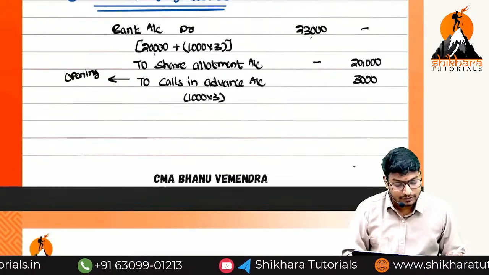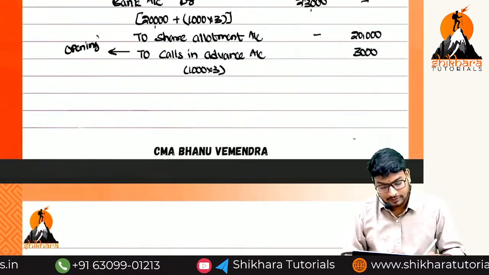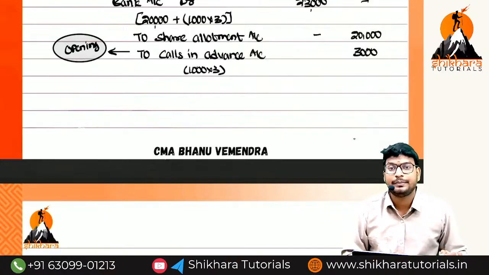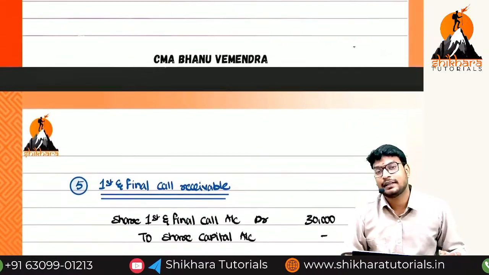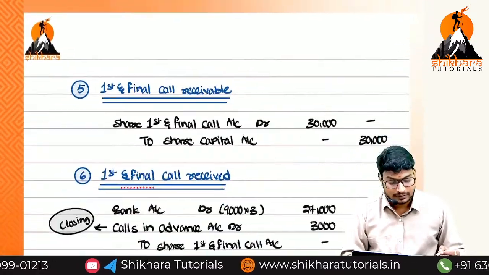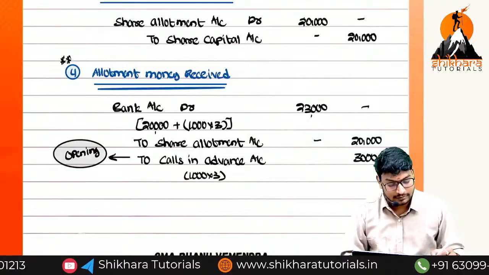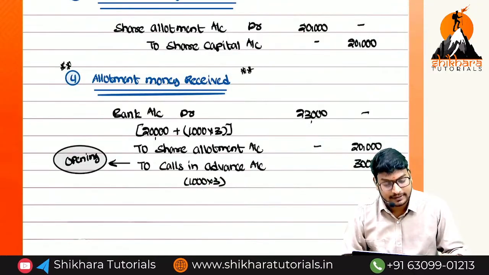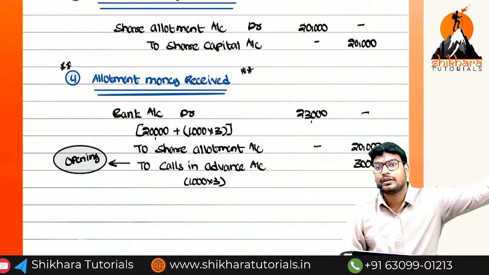If you want to show the calls in advance, where do we need to show it? Is it an asset or a liability? Liability. It will be disclosed under other current liabilities. Now it may happen that the final call due we are writing in the current year. Sorry, advance received we are writing in the current year, but the due happened in the next year.